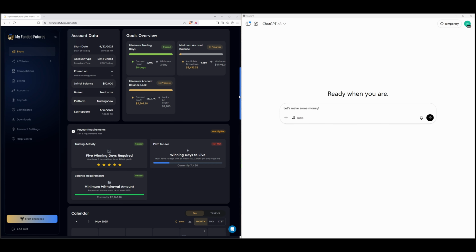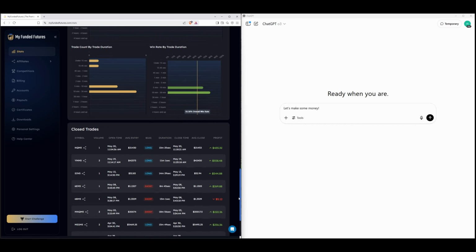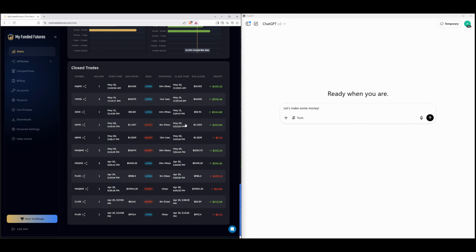So this is the MyFundedFutures window. I'm going to show you my trades. So these are the trades I took to get enough money to get my first payout with this particular funded account. So you'll see that the profits are in green, the losses are in red. You have your asset here.